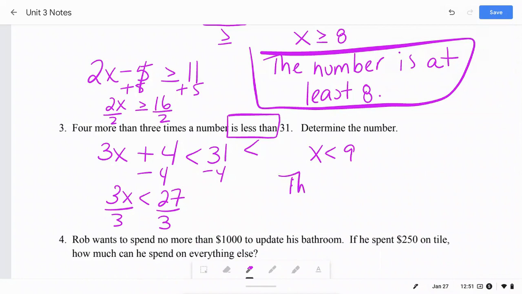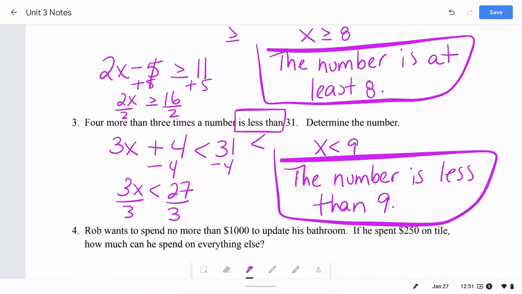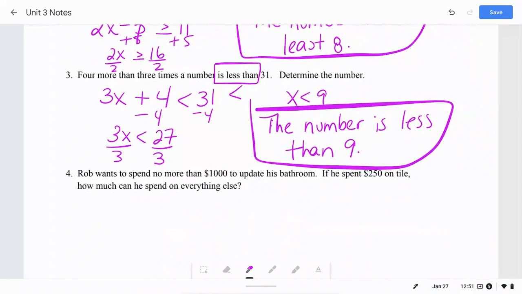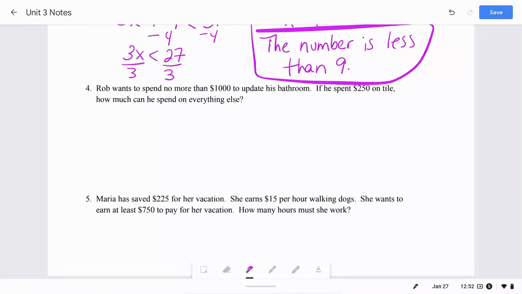So in a sentence, the number is less than 9. Final answer. Now, these last couple examples are kind of like the examples we talked about at the end of the notes yesterday. So these are going to be in the mx plus b form, the slope-intercept form, because we're going to have a rate, and then we're going to have a starting amount.